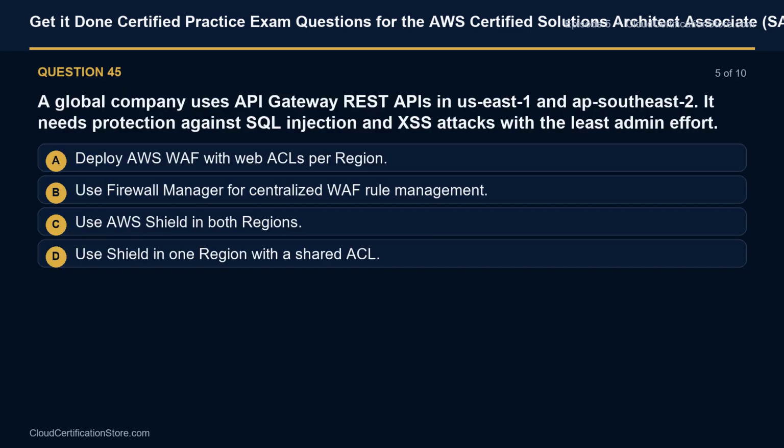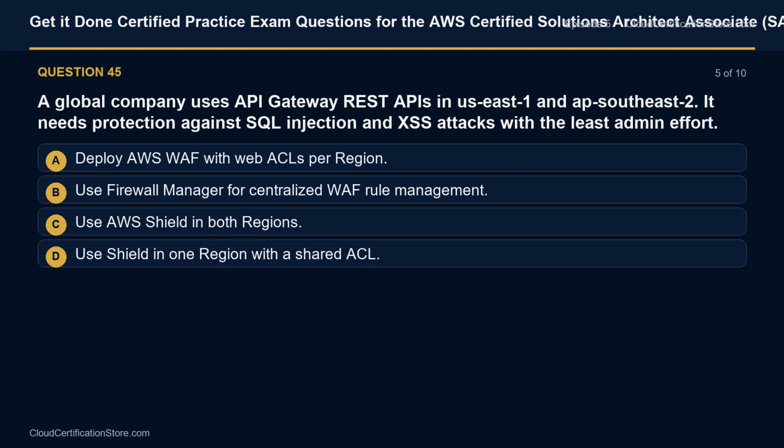Question 45. A global company uses API Gateway REST APIs in ap-southeast-1 and ap-southeast-2. It needs protection against SQL injection and XSS attacks with the least admin effort. Option A, deploy AWS WAF with web ACLs per region.